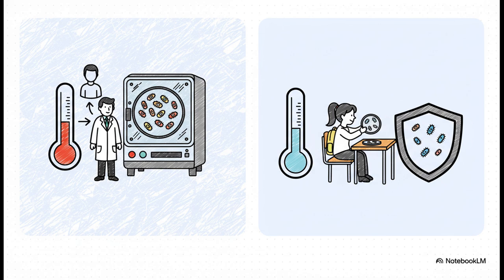Scientists need results quickly, so they use 37 degrees, that's human body temp, which is the perfect temperature for these bacteria to multiply. But in a school lab, safety is priority number 1. Incubating at a lower 25 degrees dramatically reduces the risk of accidentally growing something that's really harmful to people.